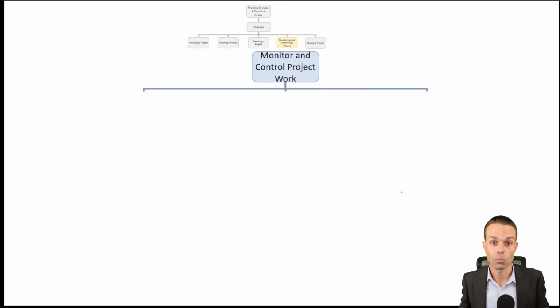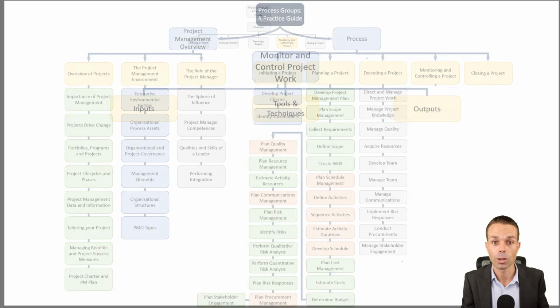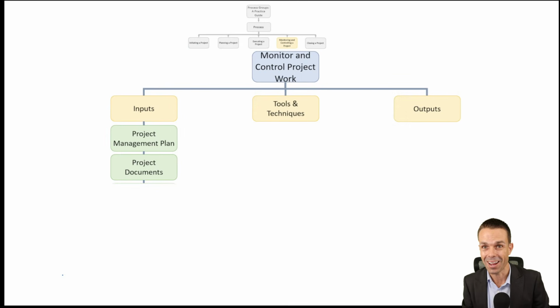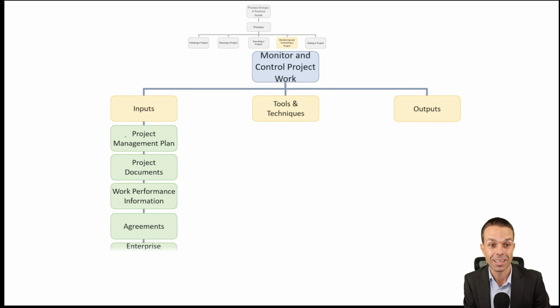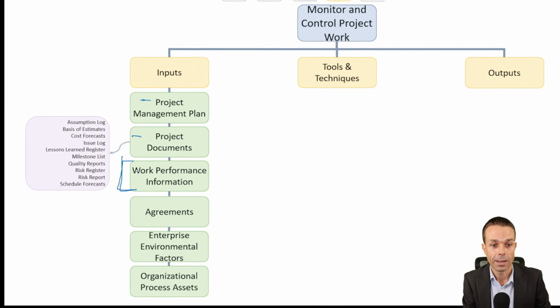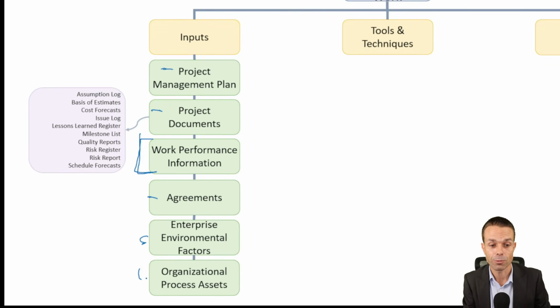And now we can start moving on to monitoring and controlling. So now we're just controlling the project work before we finally close it off. So the inputs that we're going to need are our project management plan, as always, different aspects, project documents, project work performance information that we've gathered as our project moves along and to see if we're on track or off track. Agreements, enterprise environmental factors, and organizational process assets.